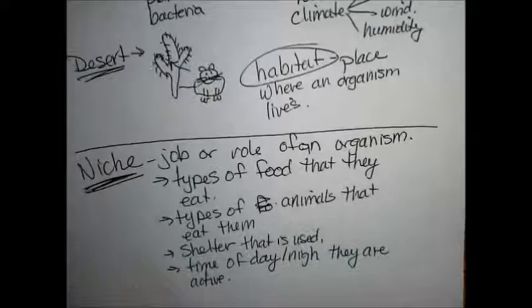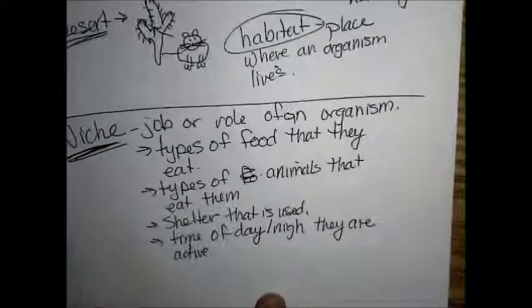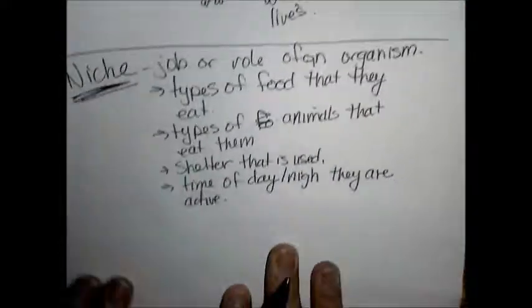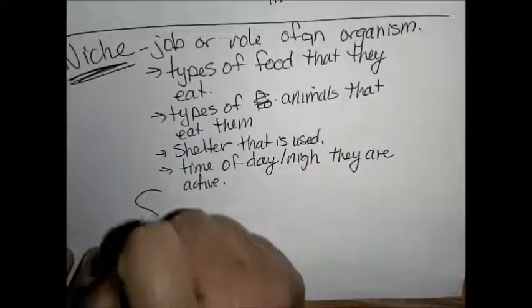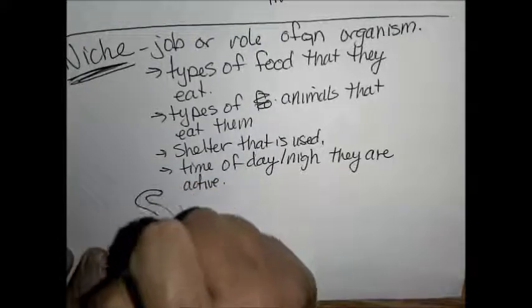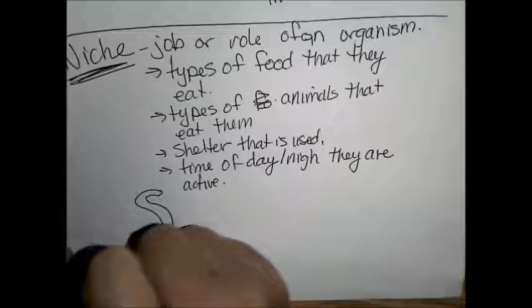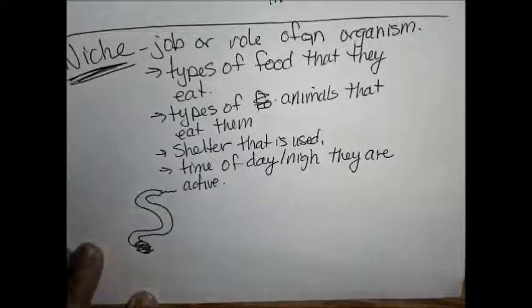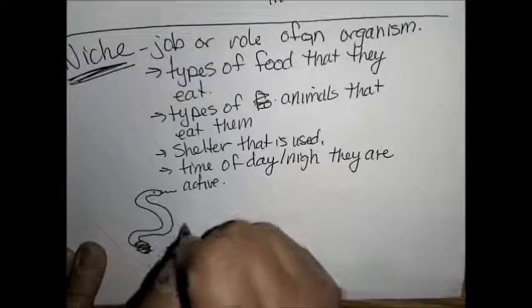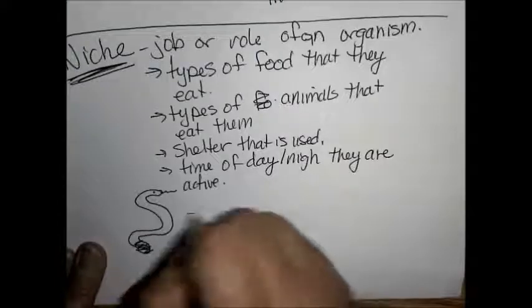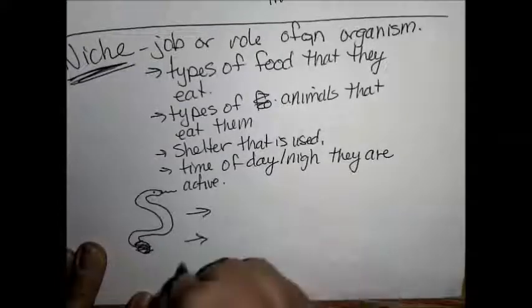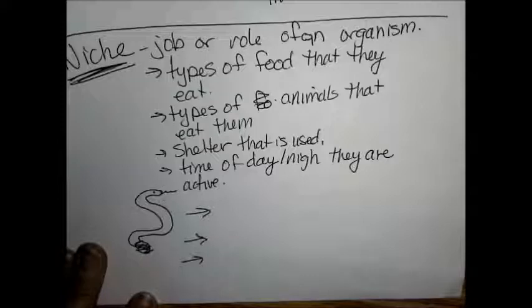Okay, so let's talk about an example here. Let me just squish this up a little bit. There we go. If I have a rattlesnake, here's my rattle on the end, and it's got a little tongue sticking out and an eyeball. So if I'm a rattlesnake, what would my job be? I'm looking for, what do I eat? What eats me? Where do I live? That is its job, its place in that particular ecosystem.